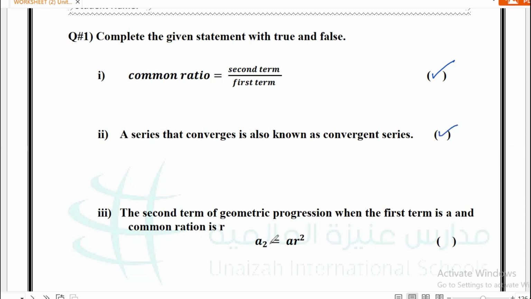The second term of a geometric progression, when the first term is a and the common ratio is r, is ar, not ar square. So this is false.